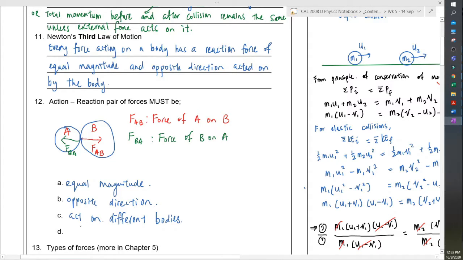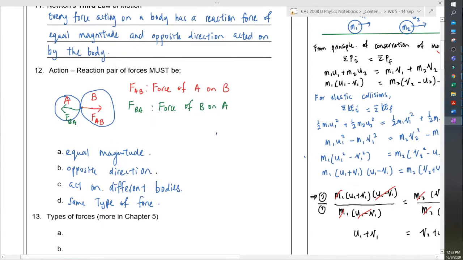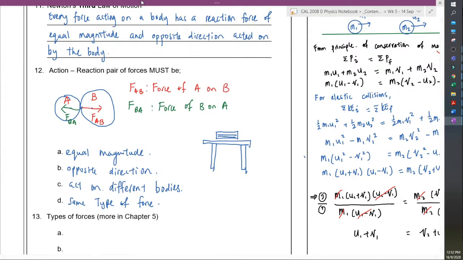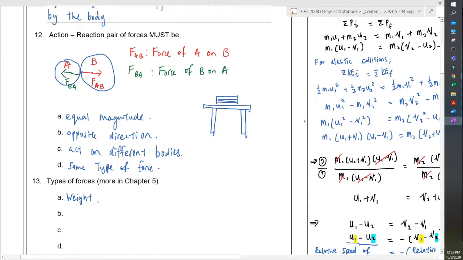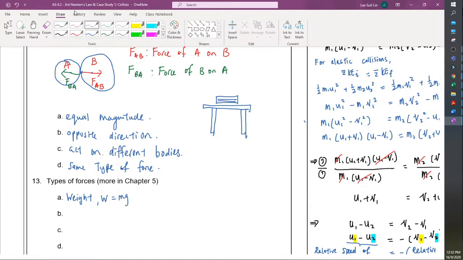You can see right now, one of the forces is acting on A, one of the forces is acting on B, and it should be the same type of forces. So from here, you might be wondering, what is the same type of forces? Okay, let's talk about the classic Newton's third law example, book on table. There are a few types of forces. We're going to consider four types now.